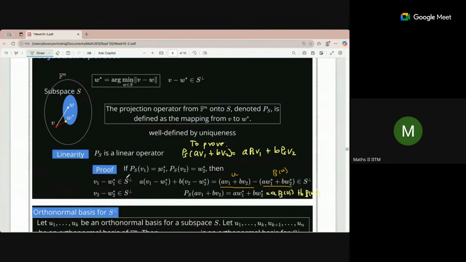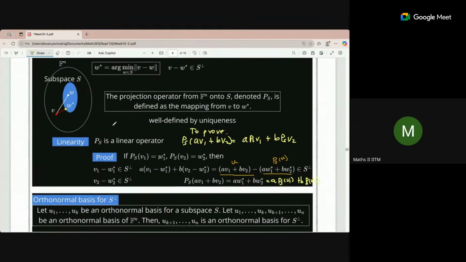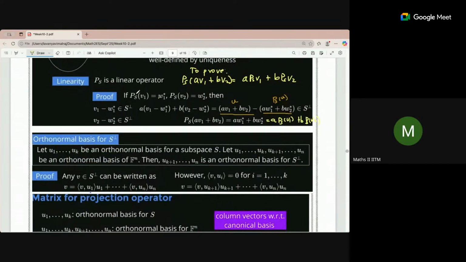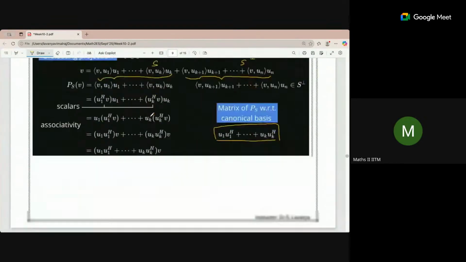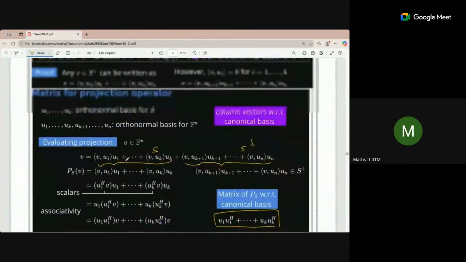Here we just exploited the fact that V1 minus W1 star and V2 minus W2 star are both vectors in S perp, and hence the linear combination also belongs to S perp. In that case, if this is U, then this has to be PS of U. So we have seen that the projection is a linear operator. There are more properties about the projection operator itself.